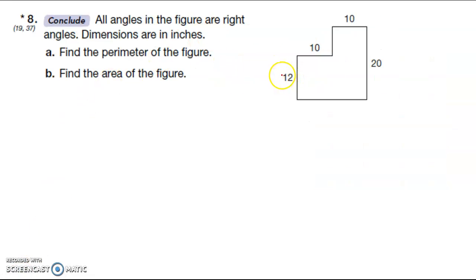Okay, all angles in the figure are right angles. Dimensions are inches. Find the perimeter and the area. So we are going to need to find this side and this side. And then what you'll do is you'll just cut it into 2 pieces for the area and add those together.